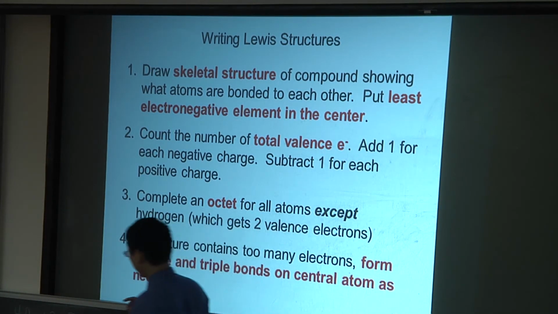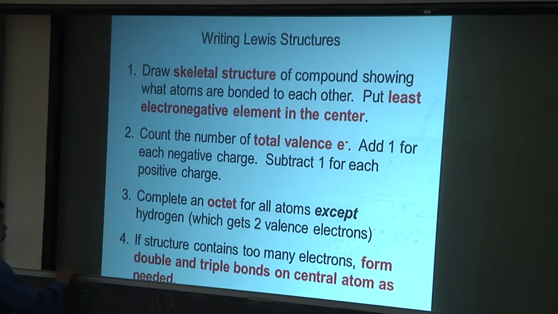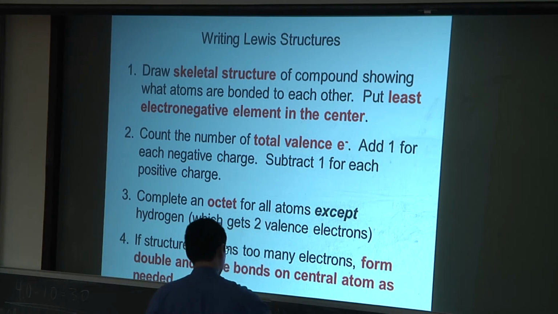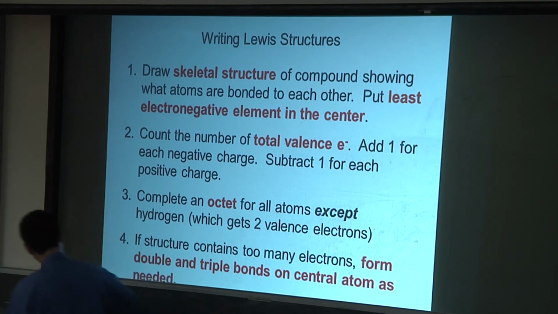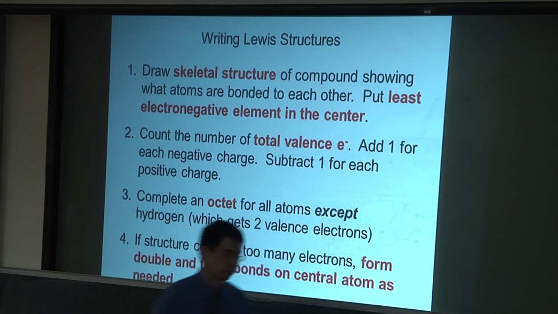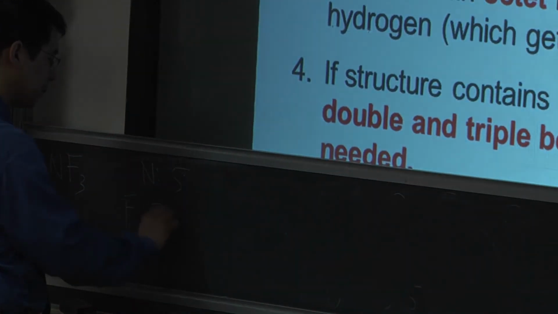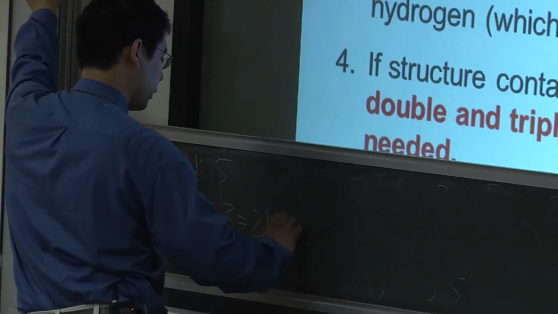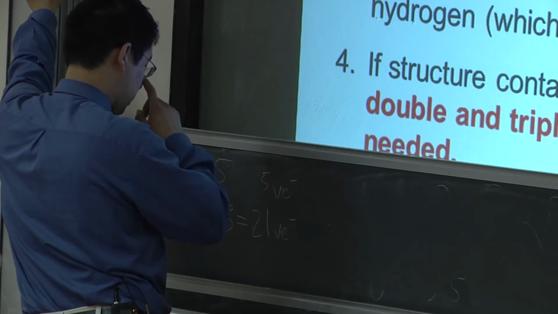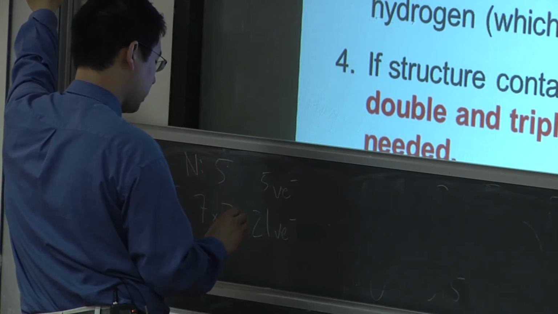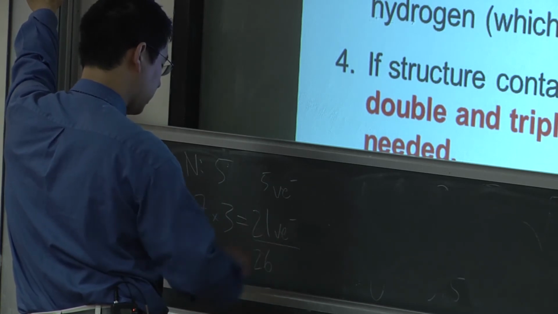So let's draw the Lewis structure of nitrogen trifluoride, NF3. How many valence electrons in N? N gives you 5. How many in F? 7. 21 valence electrons plus 5 valence electrons, and so that's going to give us 26 total.